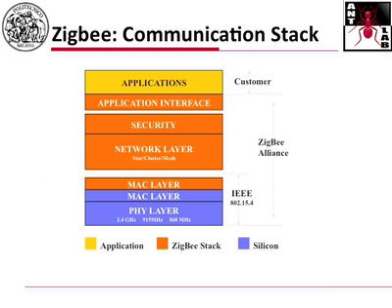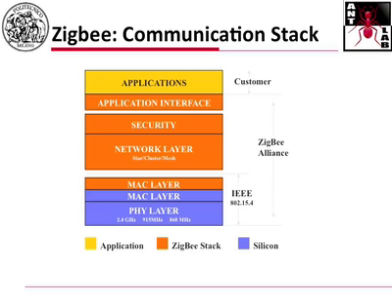So again, to be 100% precise, the first three layers here are 15.4, which belongs to IEEE. So there are three standards. Zigbee, as we will see next, just builds on top of these three layers their own network layer, their own security layer, and their own applications, as we were saying yesterday.